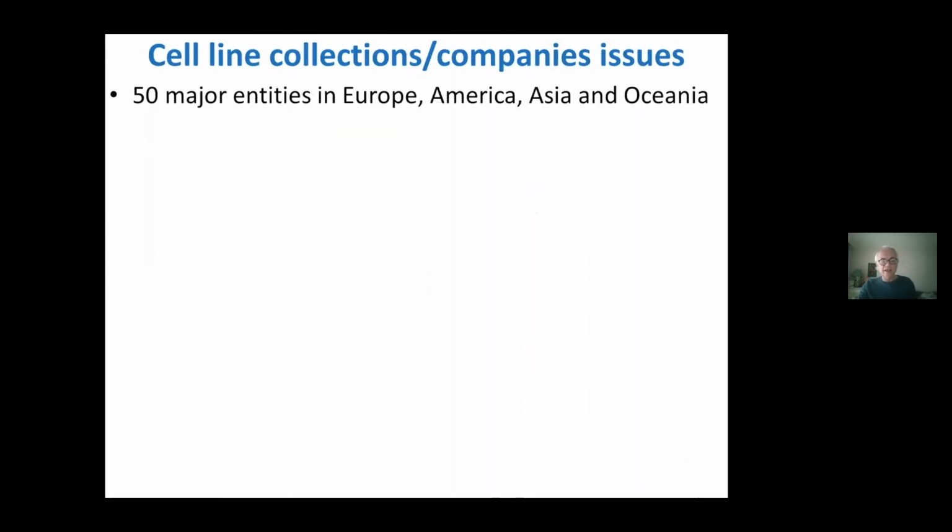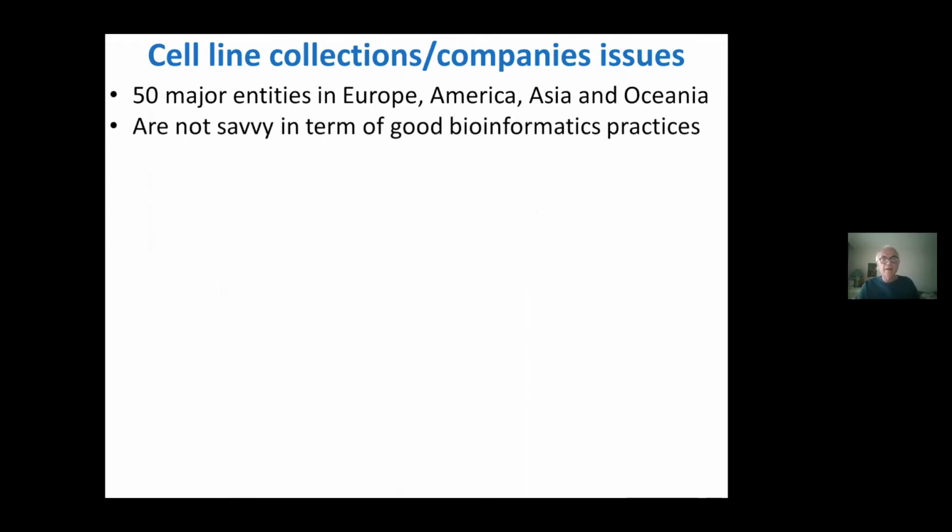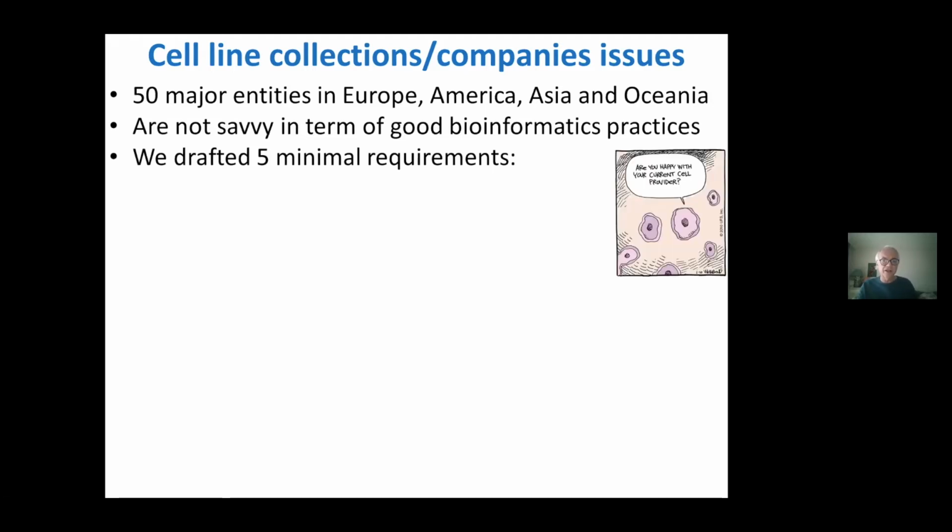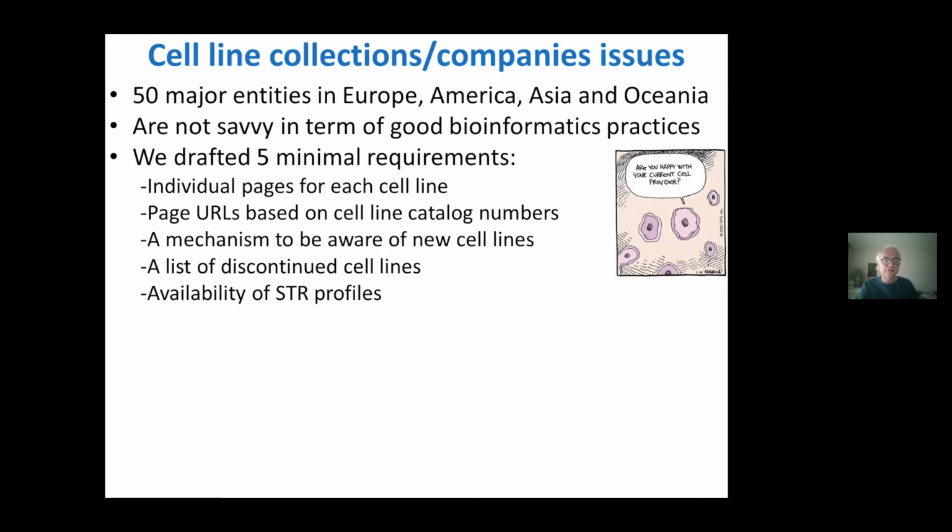Now, the cell line collections, you could say, could be a good way to get information on cell lines. And yes, they are. There are 50 major entities which distribute cell lines, but they're not at all savvy in terms of good bioinformatic practice. It's really a nightmare. We once drafted 5 minimal requirements that those cell line collections should follow. They should have an individual page for each cell line, so that if you go to them and look for a cell line, you have at least one page of information for each cell line. The URL of those pages should be based on their catalog number and not just on a name. Otherwise they create pages based on whatever the person who created the page likes to call it.